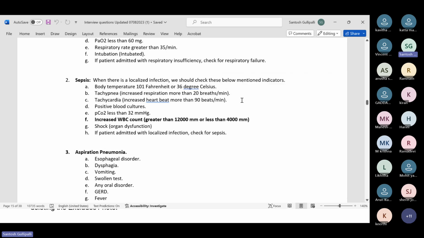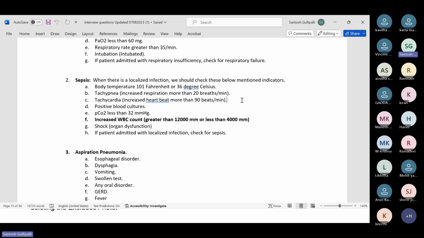Okay, sometimes the indicators are met for sepsis, but the physician has not documented sepsis. At that time you should raise a query for the physician. For example, the patient was admitted for pneumonia, and the clinical indicators are that the temperature is 103 and the heart rate is high, which is tachycardia, and the blood culture is also positive.